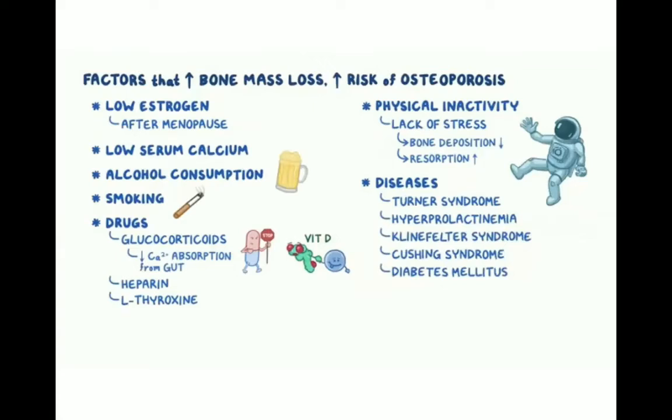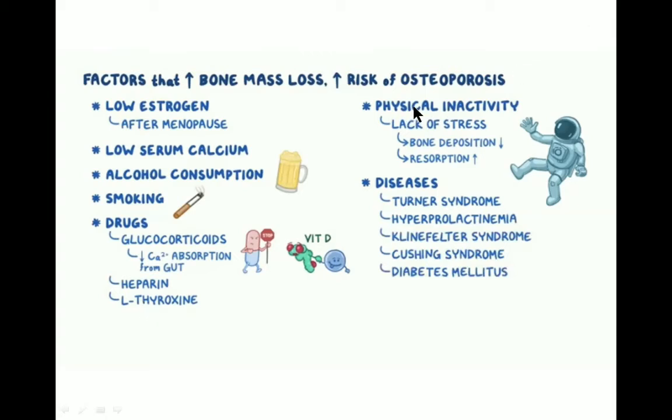And then some of the factors that affect this bone mass loss and increase osteoporosis. The factors responsible for the increased risk of osteoporosis are low estrogen levels. That low estrogen level usually is observed after the menopause. And then low serum calcium, alcohol consumption, increased smoking, and some drugs like glucocorticoids, which reduce the absorption of calcium from the gut. That is, they are the antagonists of vitamin D functioning. And some other drugs like heparin and L-thyroxine.